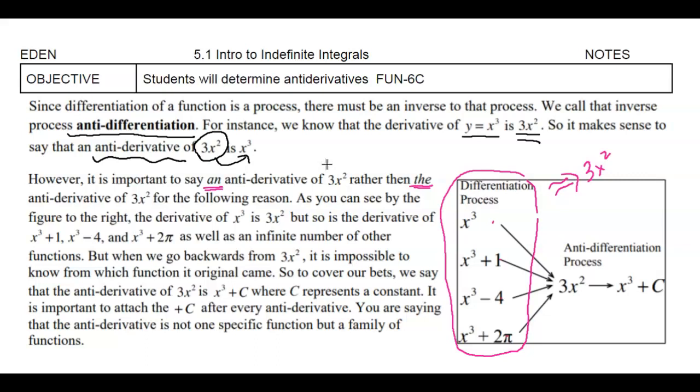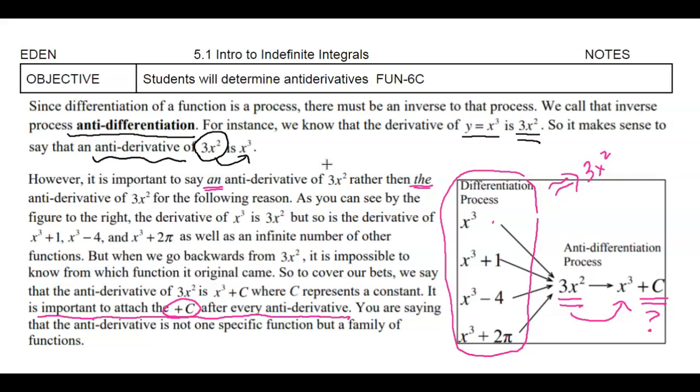So when we have 3x squared as the derivative, we say the original is x cubed plus some unknown constant. We won't be able to know without more information what that constant is. And so it's super important to attach that plus c after every single antiderivative. Now, that is something you're going to forget. Hopefully you won't in about a week.